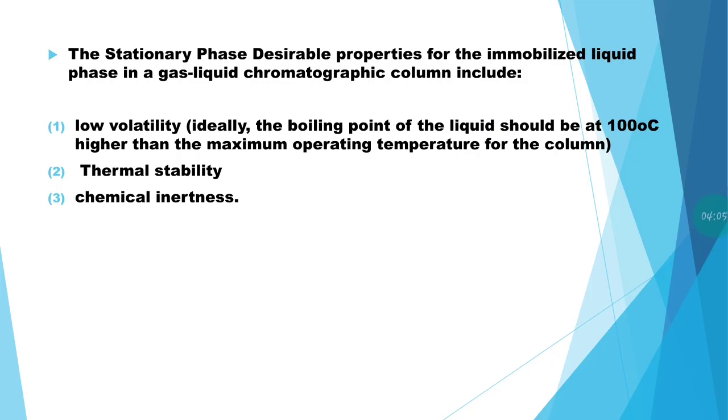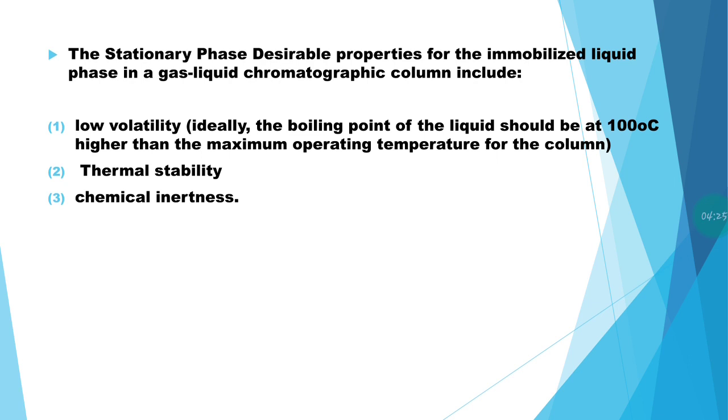Now, the desirable properties of the immobilized liquid stationary phase in a gas liquid chromatographic column include low volatility. Ideally, the boiling point of the liquid should be at least 100 degrees Celsius higher than the maximum operating temperature for the column. Thermal stability and chemical inertness.